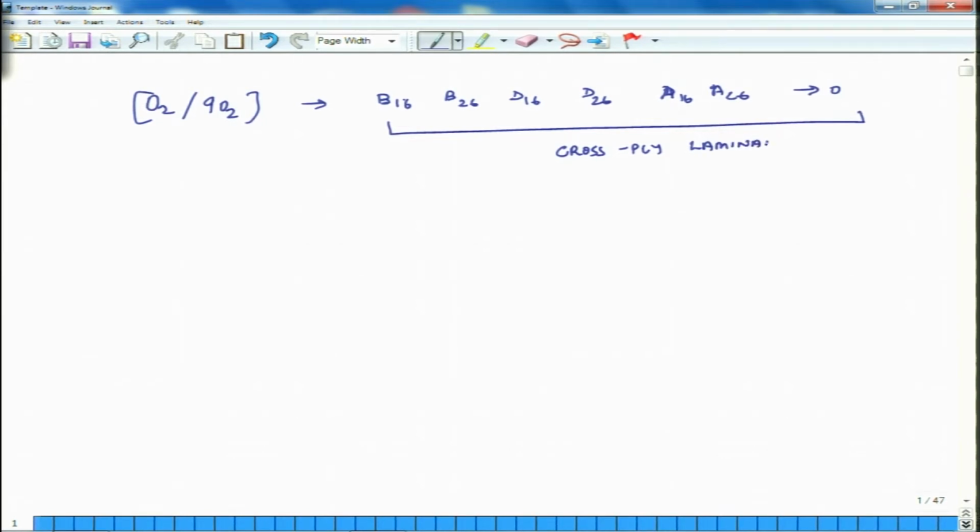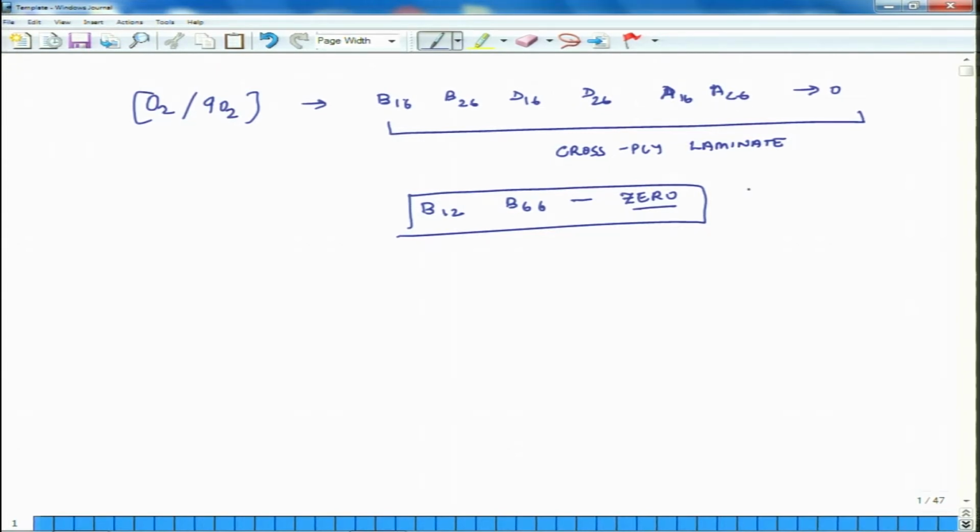But we had also specified two additional terms that they will be 0. We said that for this type of plate B12 and B66 will also be 0. And these terms are indeed 0, but not because it is a cross ply. It is because the 0 degree and the 90 degree ply are of the same thickness and they are located at the same distance from the mid plane.